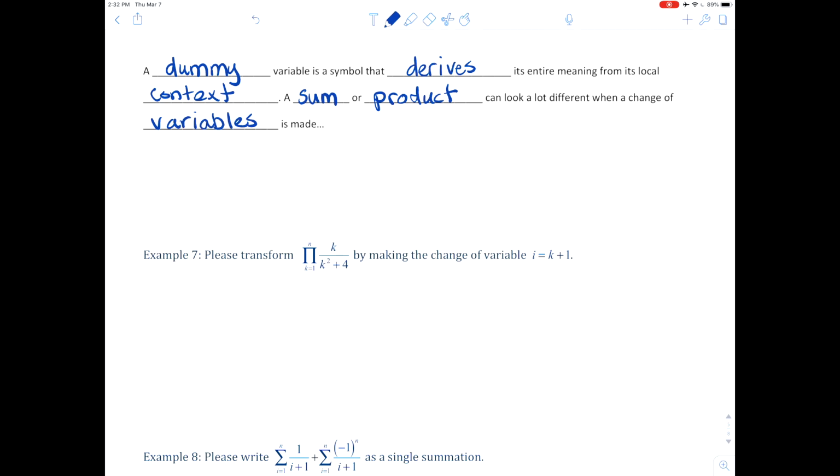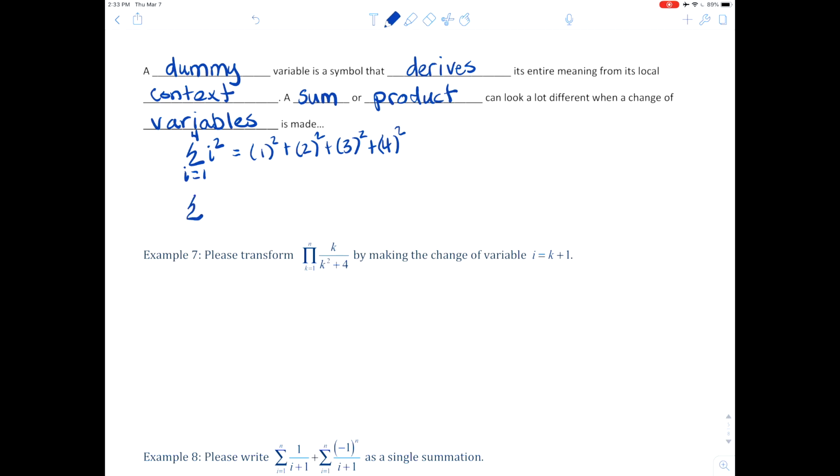So just to give you a sense of a dummy variable, let's look at the summation from i equals 1 to, let's do 4 just for the heck of it, of i squared. Good so far? So that would be 1 squared plus 2 squared plus 3 squared plus 4 squared. Good so far? And that, of course, is equal to what? It doesn't really matter what it equals.